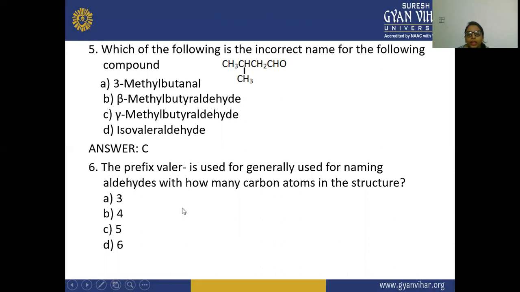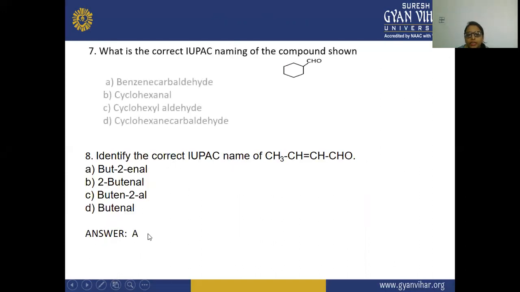Isovaleraldehyde also. Next, the prefix valer is generally used for naming aldehydes with how many carbon atoms in the structure? That is 5. Here you can see isovaleryl: 1, 2, 3, 4, 5 carbons, that is why it is known as valeraldehyde. What is the correct IUPAC naming of the compound shown? Its name is cyclohexanecarbaldehyde. This is cyclohexane, and this is the aldehyde group, that is why it is known as cyclohexanecarbaldehyde.